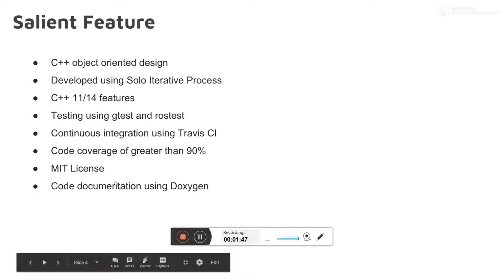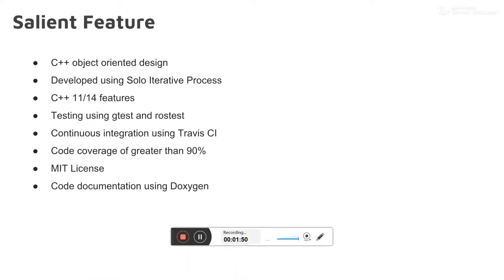This is one of the most important parts of this presentation. These are the salient features of my project. The project was done using object-oriented design in C++, and I followed a solo iterative process to develop the system. It also uses the new C++ features of 11 and 14. Unit tests and ROS tests are implemented. Continuous integration has been set up in Travis CI. The code coverage is greater than 90%, and the good part is the license is MIT, so you can use it. Code documentation is also there using Doxygen so that it's clear to the users. So these are the main features which I'm presenting before you.